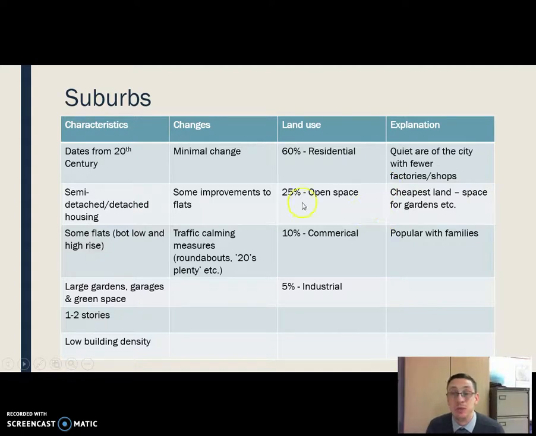And again, why is this the case? We've got so much open space and residential here because the land is cheap. We've got huge amounts of land right on the edge of a city that not many people are fighting for. So, it can be affordable.